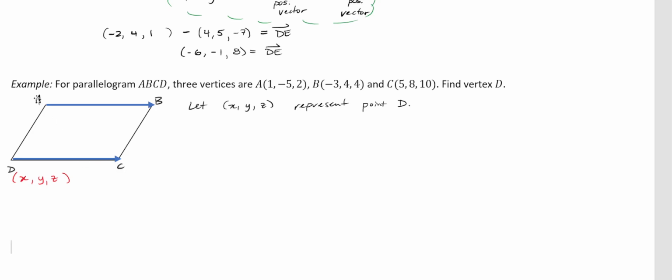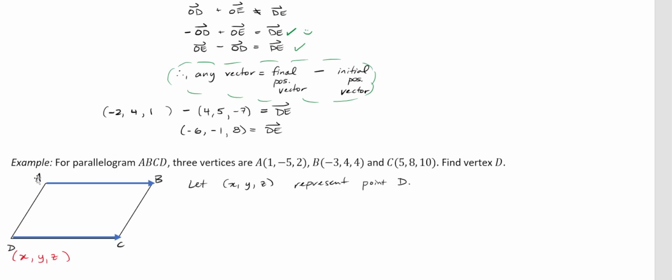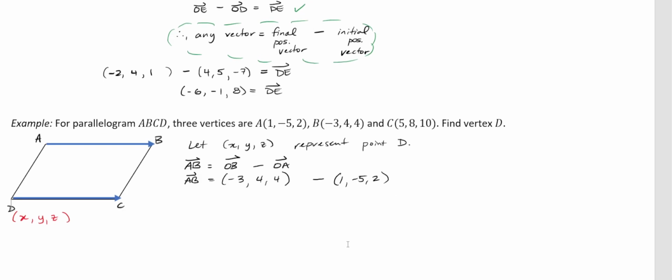How do I find vector AB? This is just what we said from before. If I want to find a vector AB, I'm going to do final minus initial of the position vectors. So OB minus OA. OB, the origin to B, would be -3, 4, 4, and the origin to A would be 1, -5, and 2. So final minus initial, and then I just subtract the components. So vector AB is equal to -4, 9, and 2.